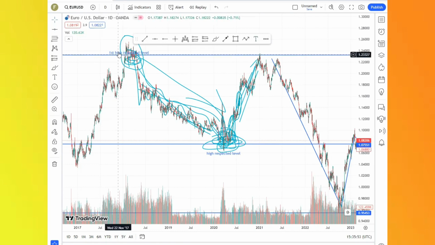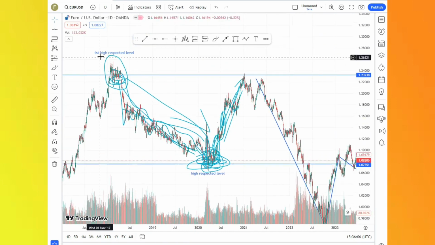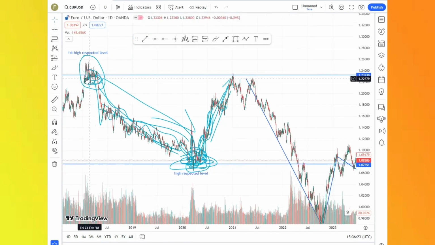This is our first high respected level, and this is our second high respected level. So first high respected level and second high respected level. And again, the reason we're saying it's a respected level is that we can see a consolidation, or rather a retest on that specific level, as we have a lot of retest and confirmation at this point here. Same applies to here.